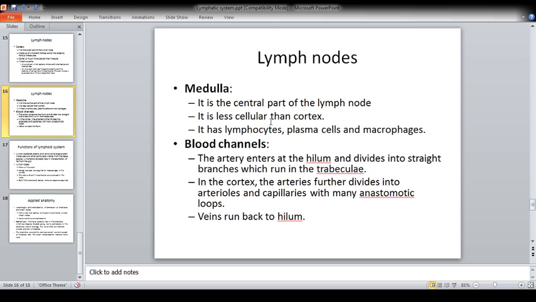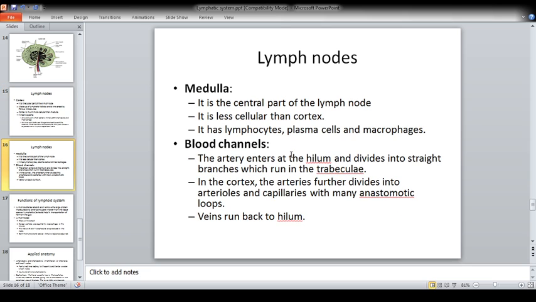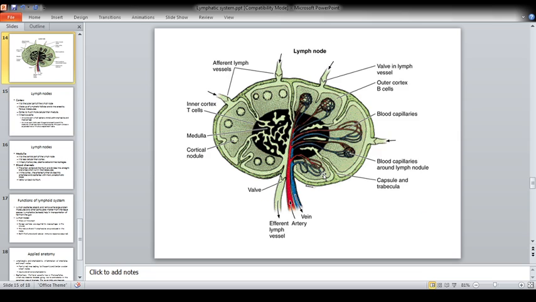Now let's talk about the blood channels. So the blood channels are formed like this. An artery enters the lymph node through the hilum, and it would divide into straight branches which would run in the trabeculae. So this artery is entering through the hilum and giving out straight branches for each trabeculae.